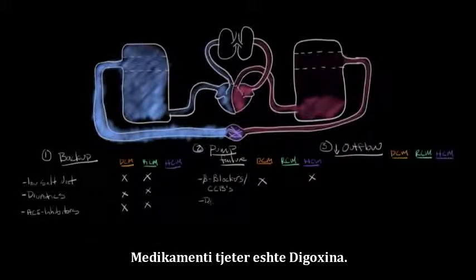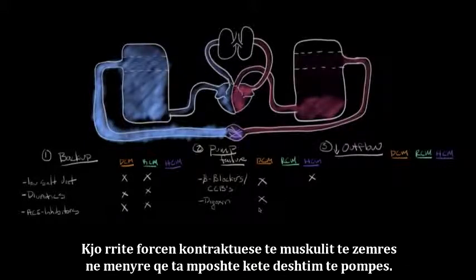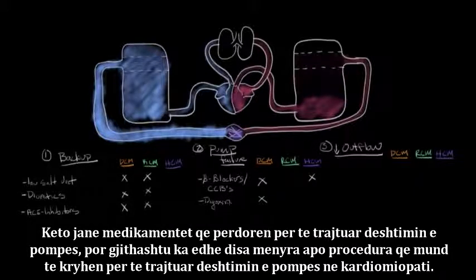And the next medication here is digoxin. And digoxin isn't used all that frequently, but it can be used for dilated cardiomyopathy. And what it does is it increases the contractile strength of the heart muscle to overcome this pump failure, and it's really only used in dilated cardiomyopathy. So these are the medications that are used to treat the pump failure, but there's also a few devices or procedures that can be done to treat the pump failure in cardiomyopathy.